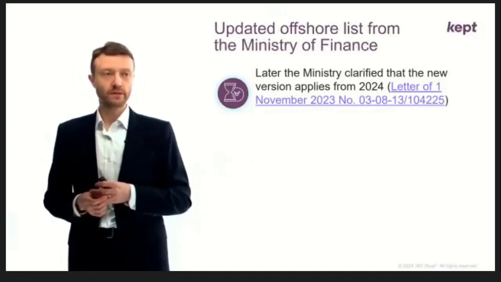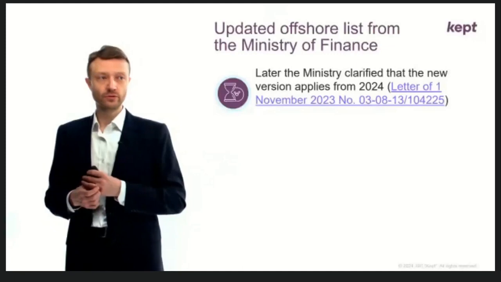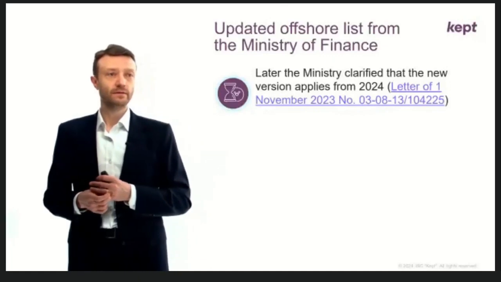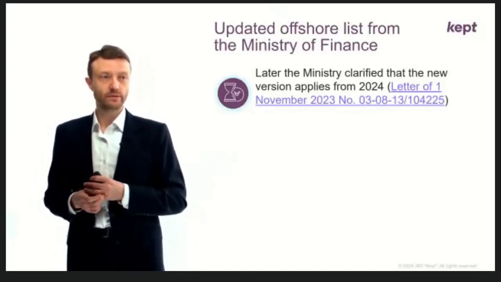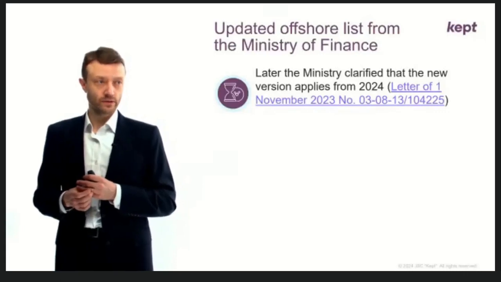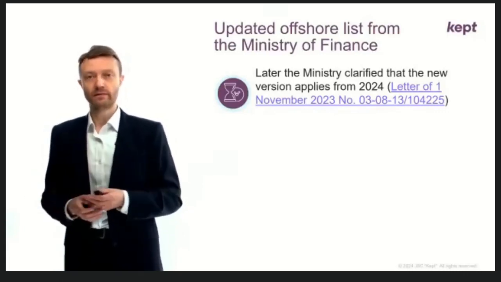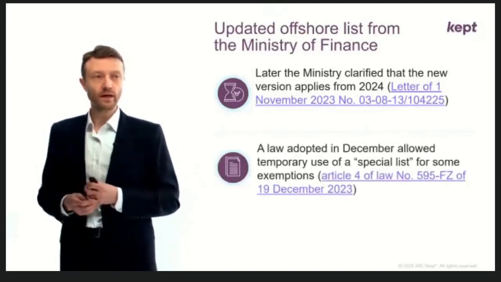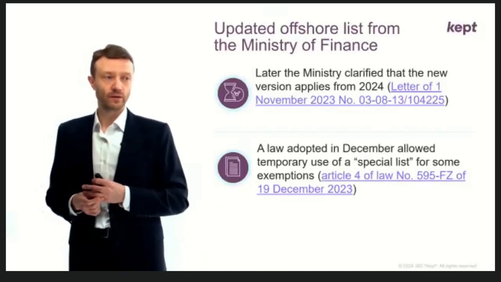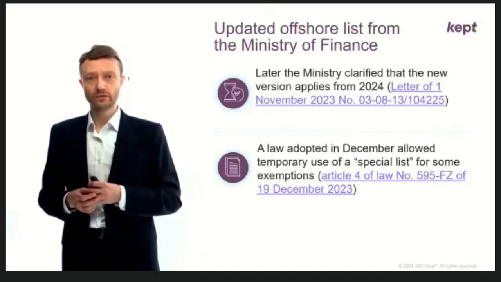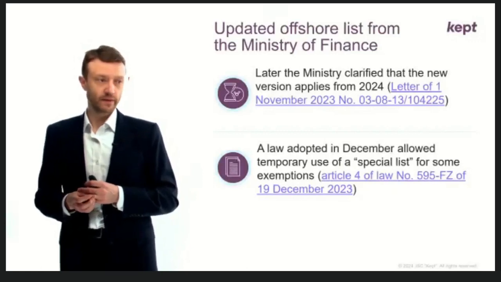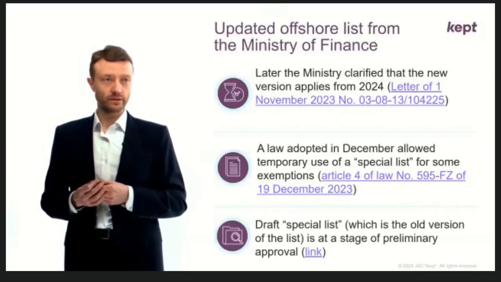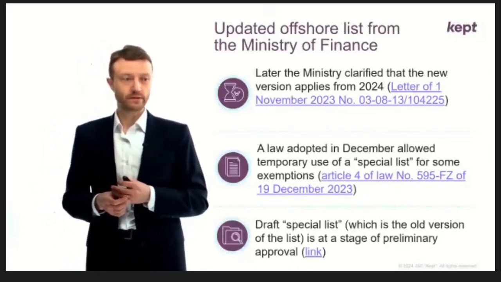which was not obvious from the beginning. For example, the treaties were suspended immediately after the decree in August was issued, but the ministry decided, not immediately, not in June. It wasn't until November the 1st that the ministry issued its clarification, but the clarification was positive. It provided some additional certainty for the taxpayers last year. And then in December, a law was introduced that allowed use of a special list for some exemptions, and this special list is still in progress. Currently a draft special list is being considered.